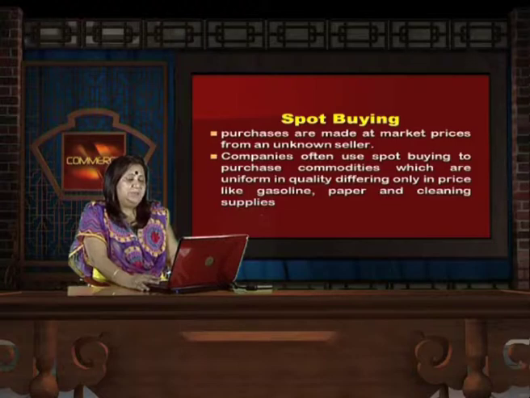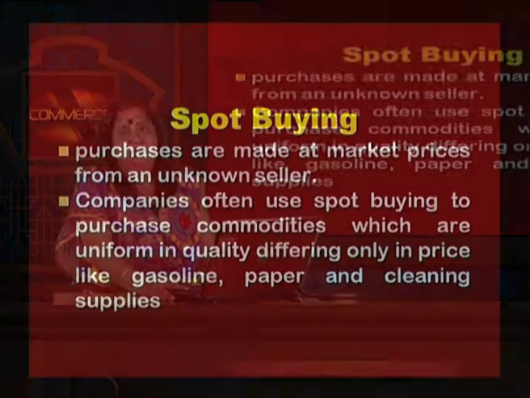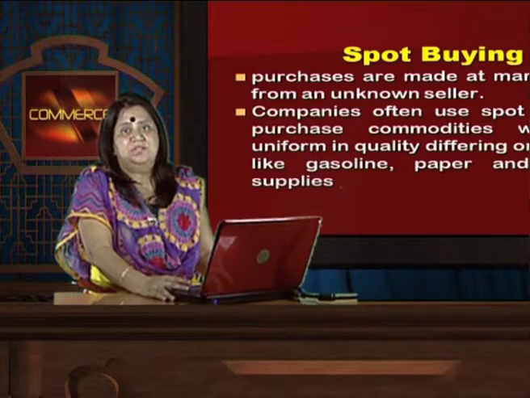Let us see what is spot buying. Purchases are made at market prices from an unknown seller. Companies often use spot buying to purchase commodities which are uniform in quality, differing only in price, like gasoline, paper and cleaning supplies. Now, sometimes the world is so large and you have quality which is not differing.